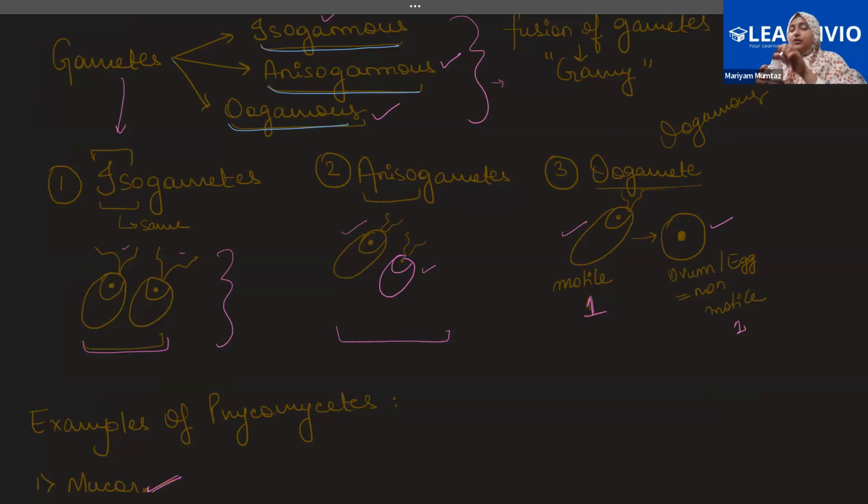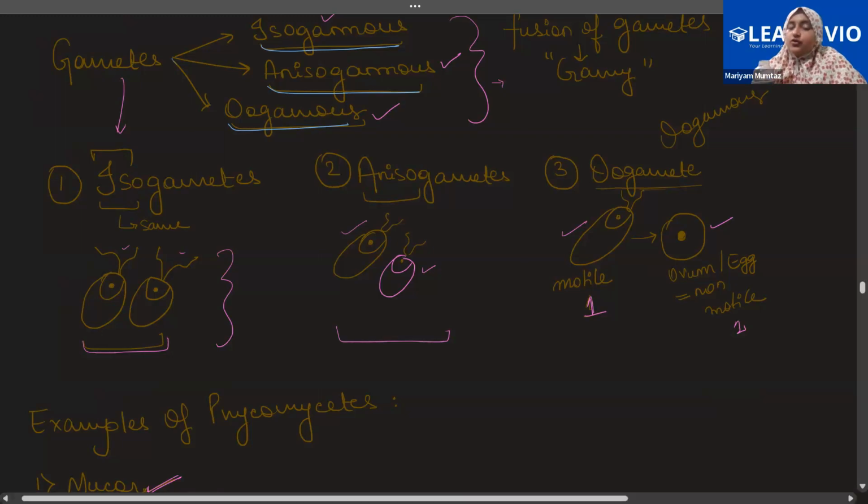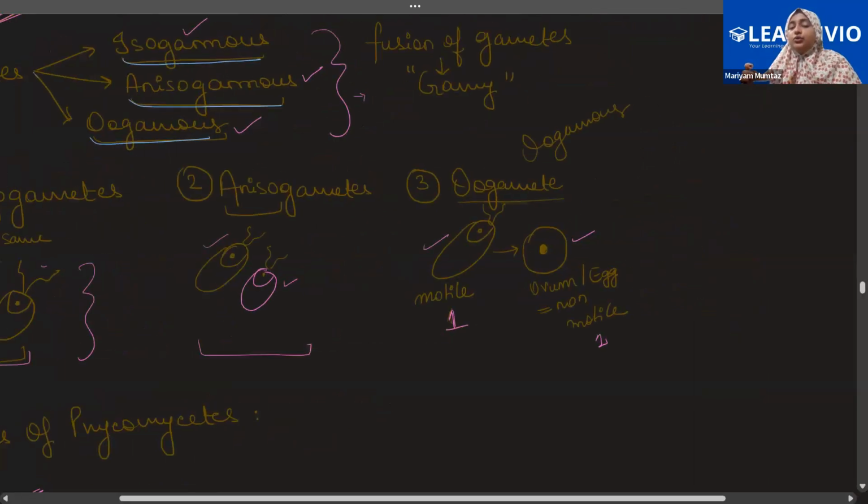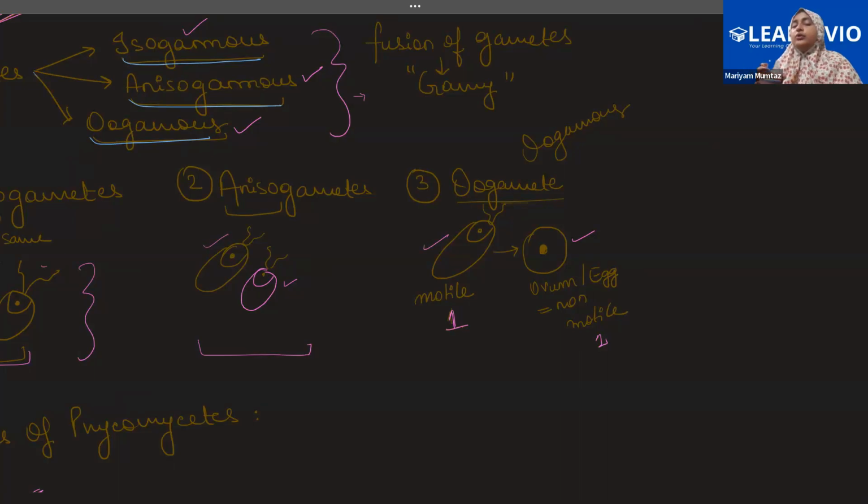When the gametes are not the same, meaning one is smaller in size, one is bigger, so aniso means different. So when different types of gametes are present, we'll call it anisogamy. And then there is oogamy, wherein one motile gamete is there and one non-motile egg is there. This is oogamous condition.